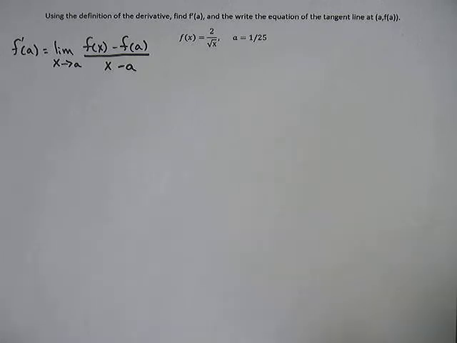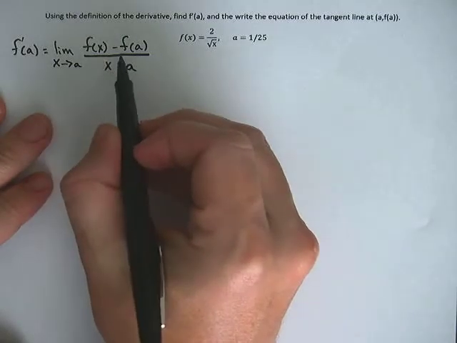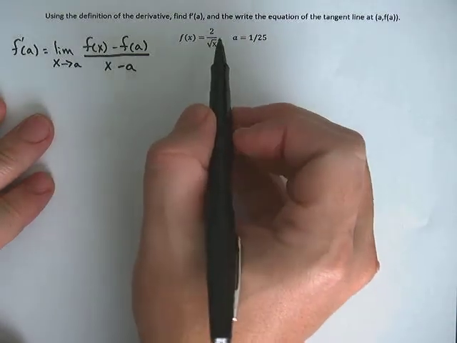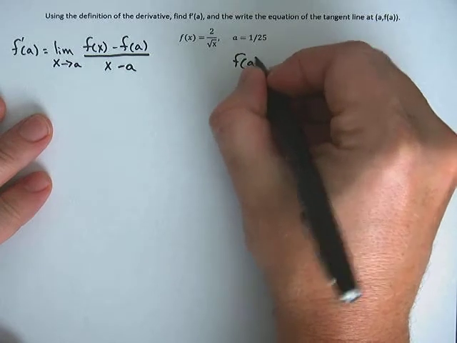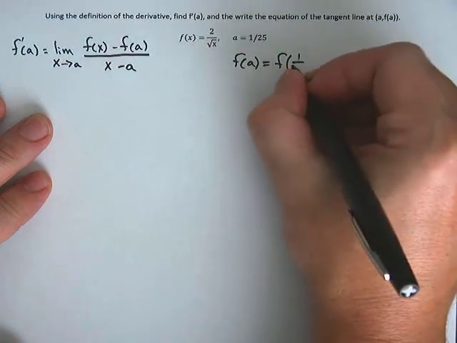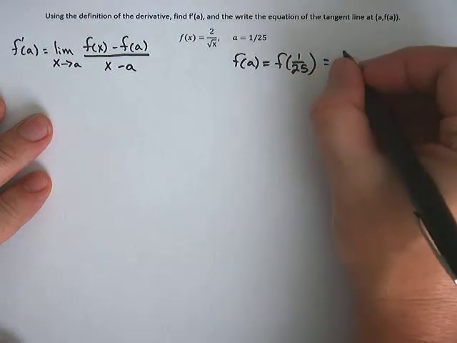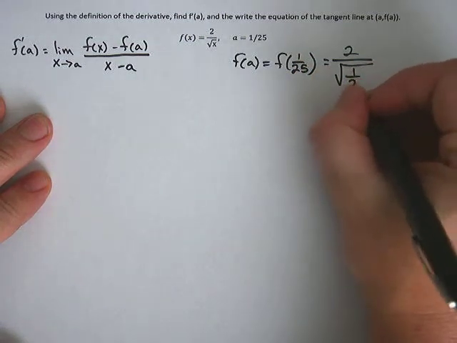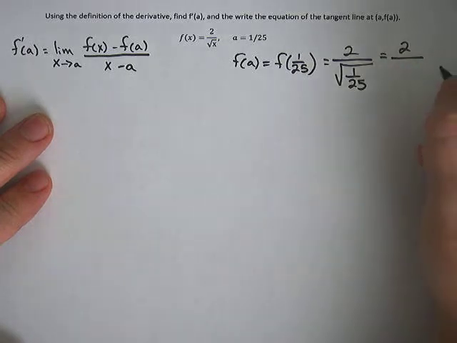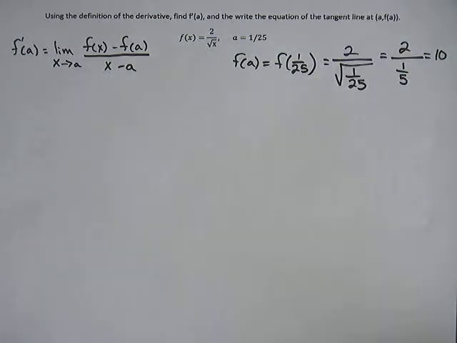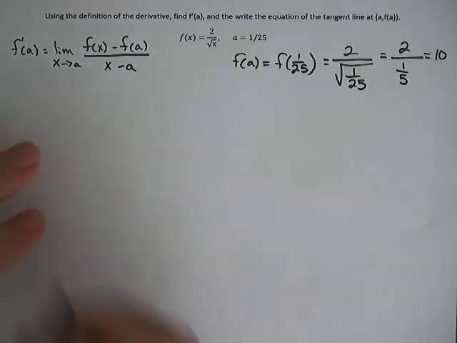Given that we're going to have to use f of x minus f of a, we know what f of x is. Let's go ahead and evaluate what f of a is. So I'll put this off to the side. f of a, in our case, is f of 1 over 25, which is 2 over the square root of 1 over 25. What is the square root of 1 over 25? Well, the square root of 1 is 1, the square root of 25 is 5, so 1/5. Then flip and multiply, and we get 10.